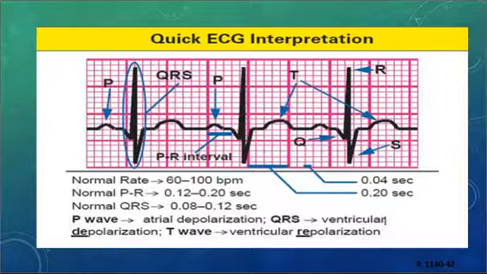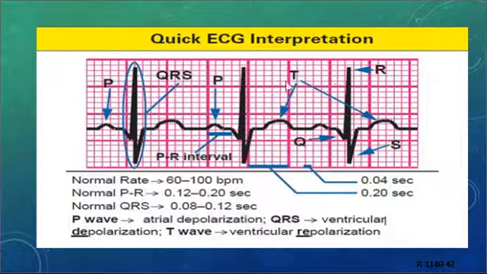I want you to remember here your normal rate for normal sinus rhythm is 60 to 100 beats per minute. PR interval, I know it says 0.12, but I want you to know 0.10 to 0.20. And QRS is really 0.04 to 0.12. So that's the amount of time it's taking the impulses to get through.